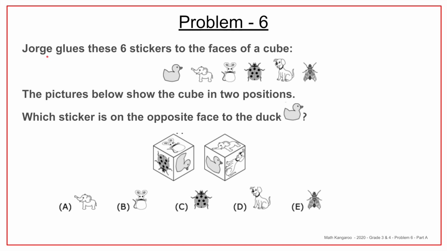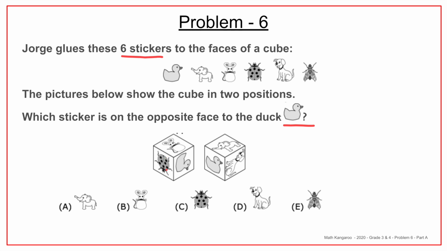Problem 6. George glues these 6 stickers to the faces of a cube. And these are the stickers. The pictures below show the cube in 2 positions. Which sticker is on the opposite face to the duck? So, opposite face of the duck. So let's see which one is missing. And that is what we have to find out.